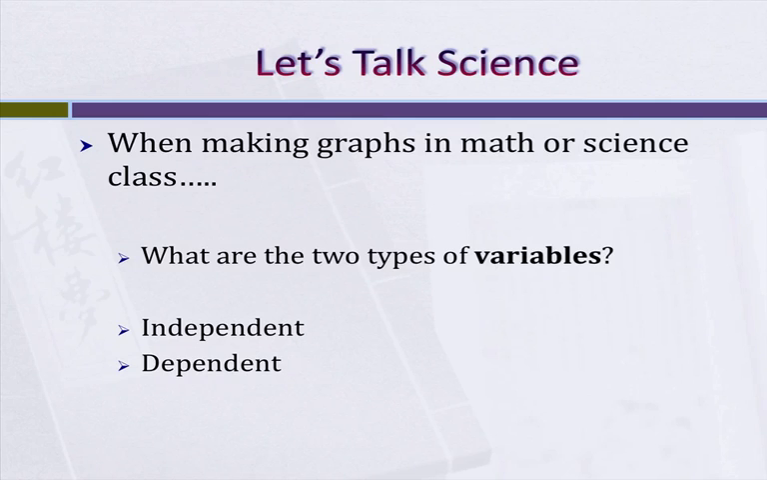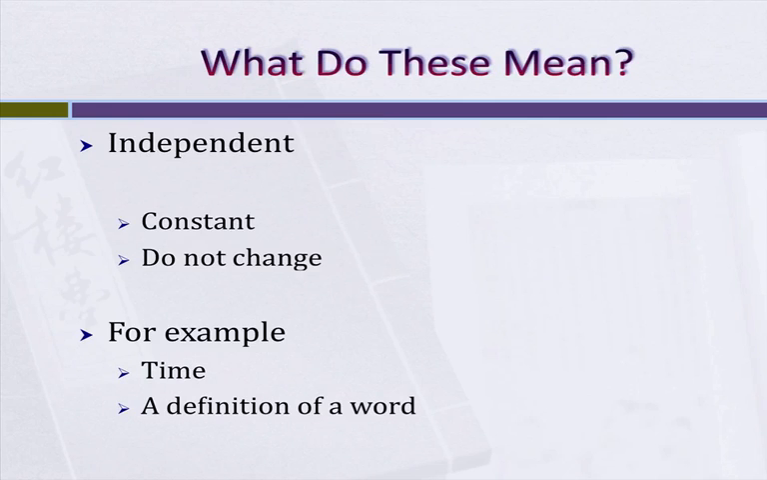Go ahead and think back to science class for a little bit and think about making graphs in math or science. And think about the two types of variables that go on your graphs. They should be the independent variable and then the dependent variable. So let's see what those mean. An independent variable is something that is constant, meaning that it is not the thing that is changing in your experiment.